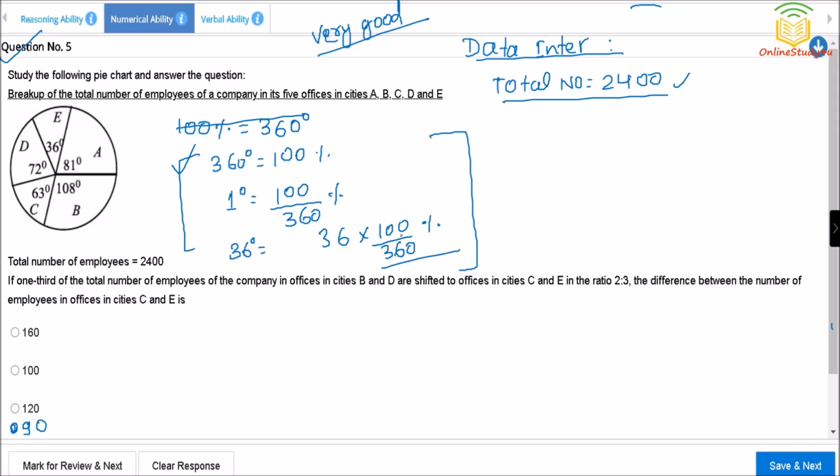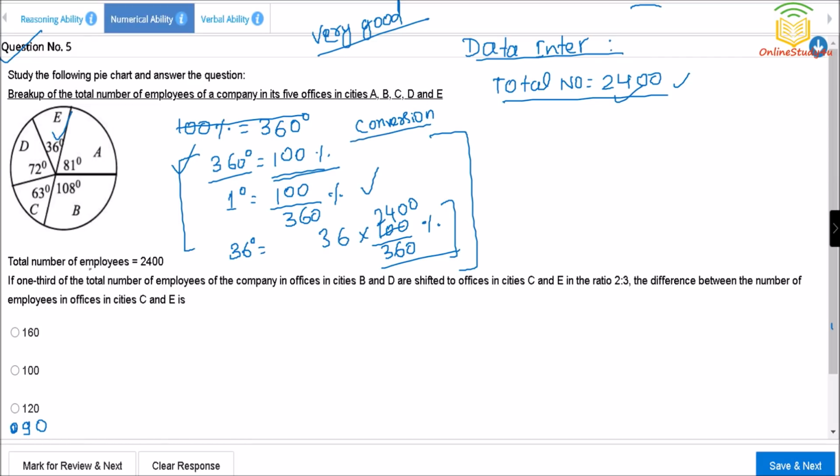Do not remember, friends, that you need to divide by 360 and all. You see, in terms of percentage, the total value will be 100. In terms of angle, the total value will be 360 degrees. So 1 degree will be equal to 100 divided by 360, right? Then if you want to convert 36 degrees into percentage, then 36 into 100 divided by 360. So here the 100% value is 2400, so we can replace it by 2400. So automatically you will be able to calculate in terms of percentage. Okay, so this is a conversion and very important, my dear friends. Do not remember everything, try to understand in maths.